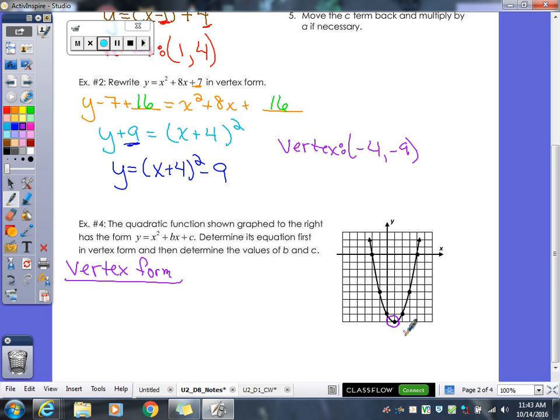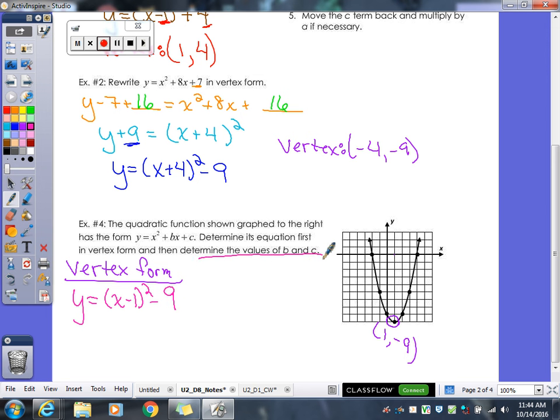Right down here. It's the point 1, what? 1, negative 9. So when I go to write it in vertex form, it's going to become x minus 1 squared. You change the sign when you put it in there. And then minus 9. So there's our vertex form. That's the first part.